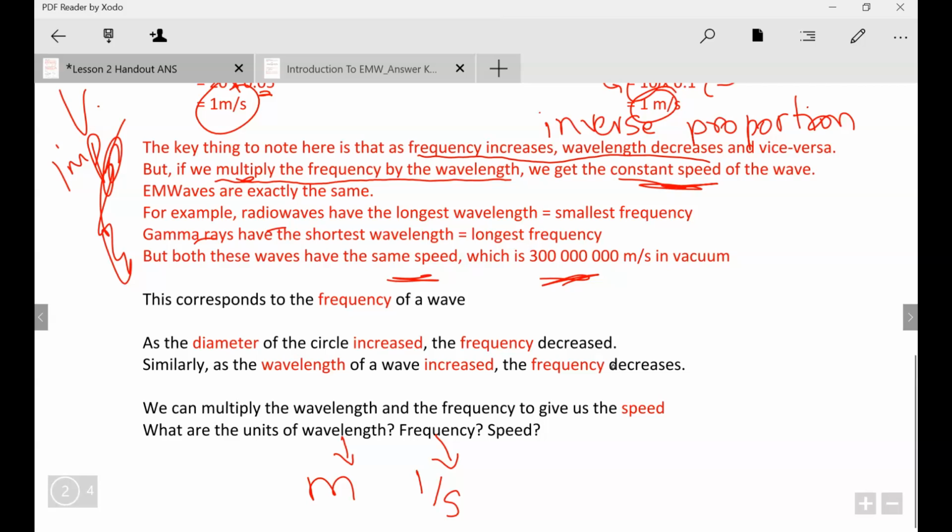And when we multiplied wavelength and frequency together, the speed unit was meters per second. 1/second can also be written as hertz. Hertz was a scientist who did some important work relating to these kinds of concepts, so we named the unit after him, hertz. So hertz is equal to 1/second. They mean the same thing.